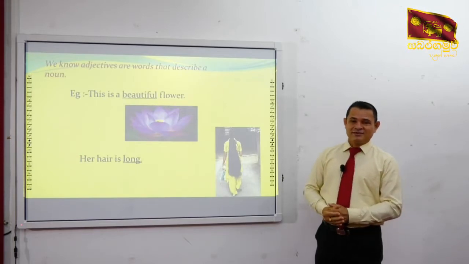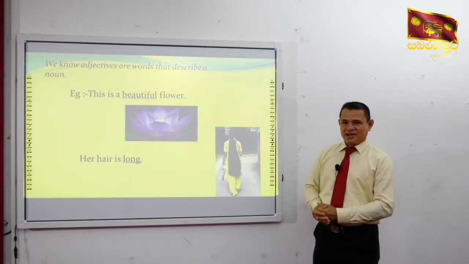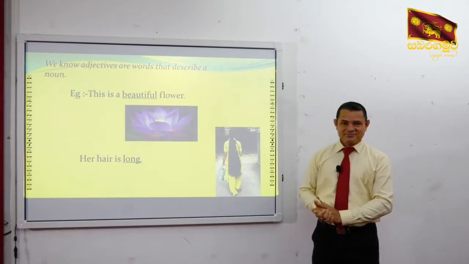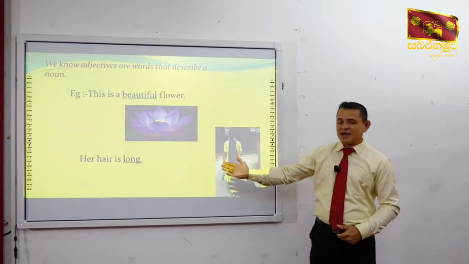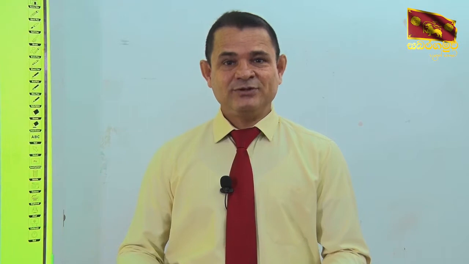This is a beautiful flower. The word underlined here is an adjective. What is the noun? The noun is flower. The word beautiful tells something about the noun flower. And in the same way, her hair is long. Look at the hair. And the adjective here, long, you can see the place is different from the previous sentence. In "This is a beautiful flower," the adjective came before the noun. And in "Her hair is long," it comes at the end of the sentence. So in this way also you can use adjectives.